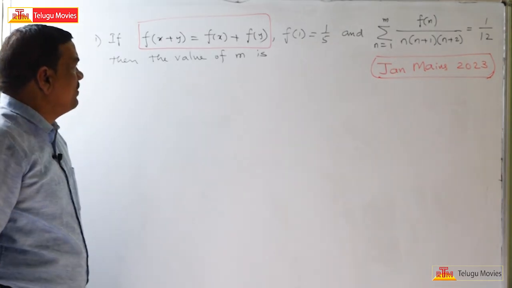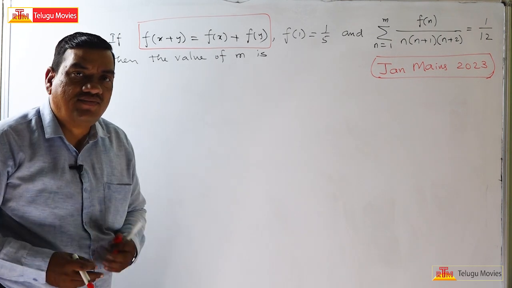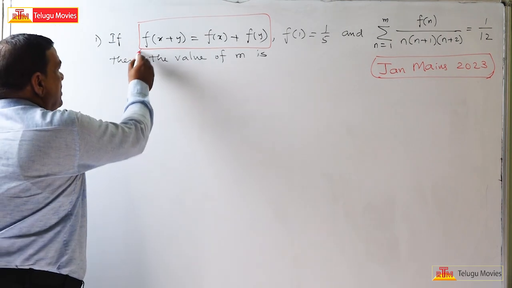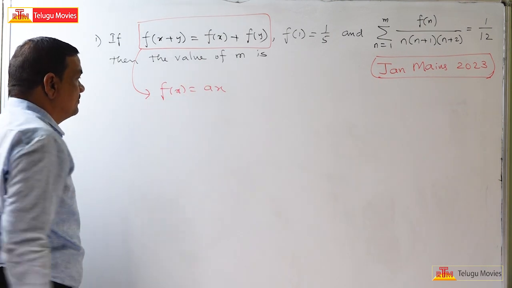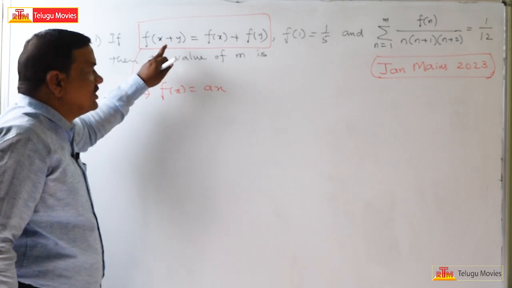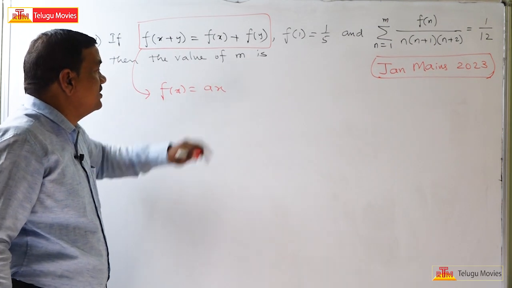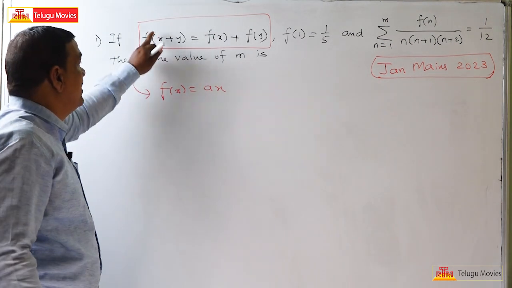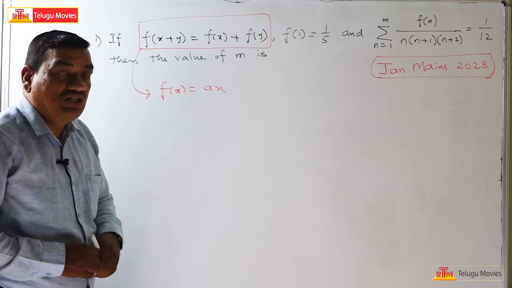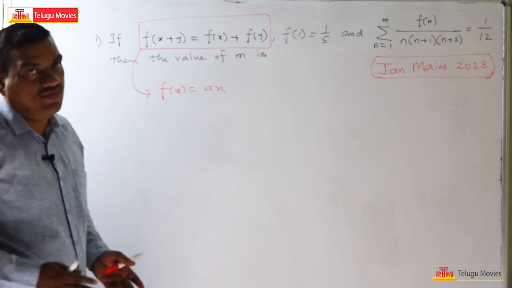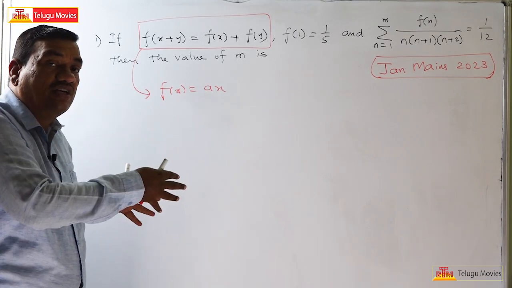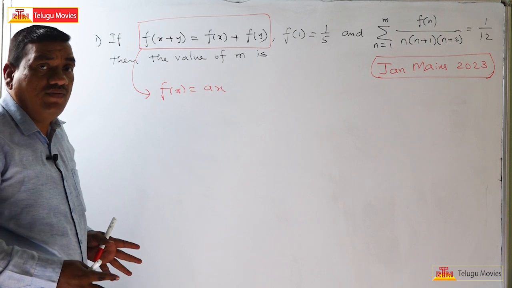f of x plus y is equal to f of x plus f of y. So immediately the function should be of the form ax. This function f of x is equal to ax satisfies the functional equation f of x plus y is equal to f of x plus f of y. There are some functional equations of this type, so just go through those functional equations.